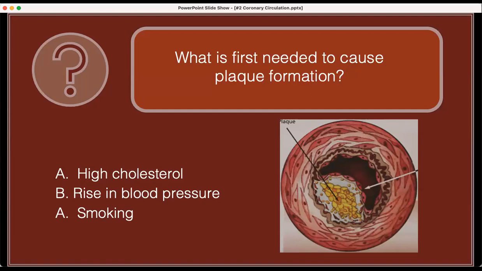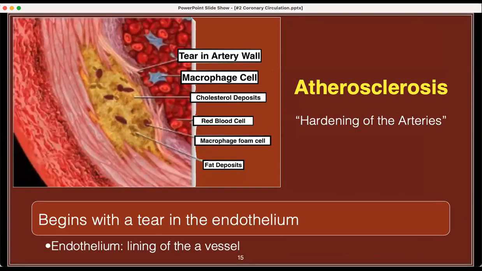So let's go back to what causes plaque formation. Is it A, high cholesterol, B, rise in blood pressure, or C, smoking? What is the first thing that's needed to cause plaque formation? The answer is the rise in blood pressure. I'll show you the physiology of that in the next slide.